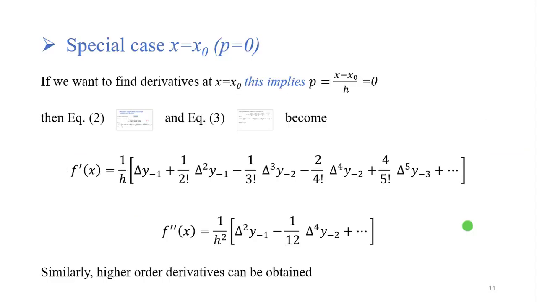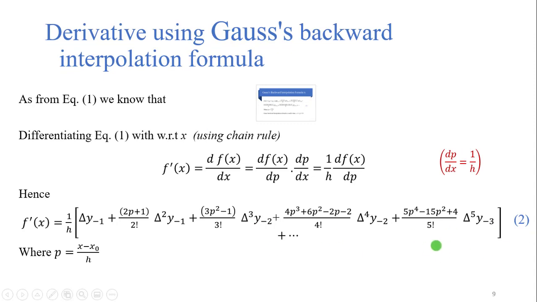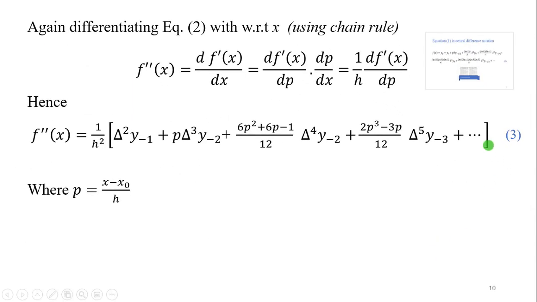So let's discuss a special case, and that is if we want to find the rate of change of a function at a center point, exactly at a center point, that is x is equal to x naught. If x is equal to x naught, then we can find that p is equal to (x minus x naught) divided by h, which is equal to 0.